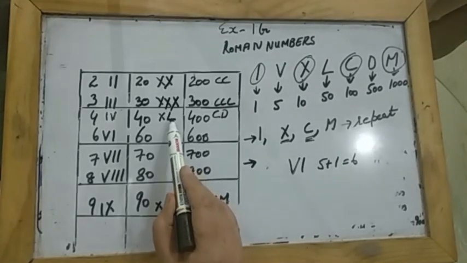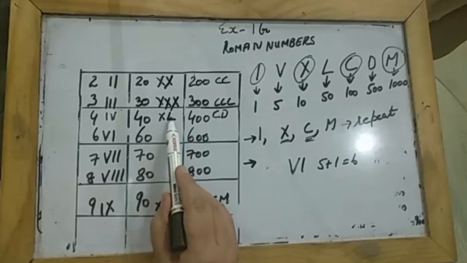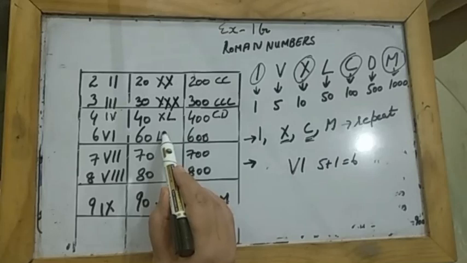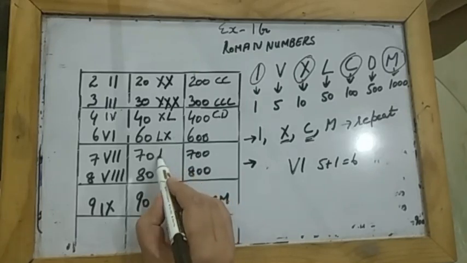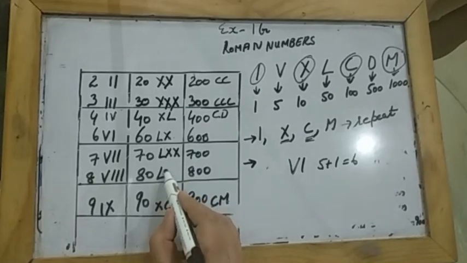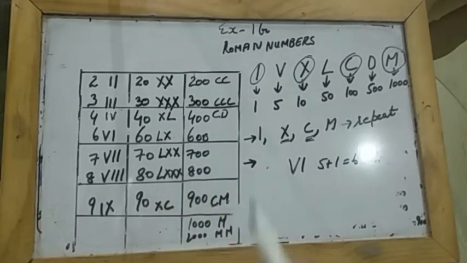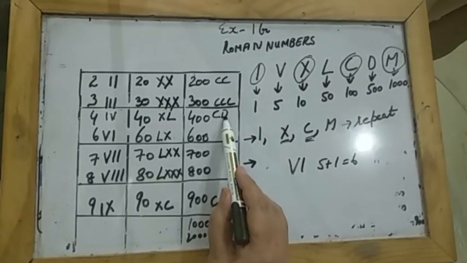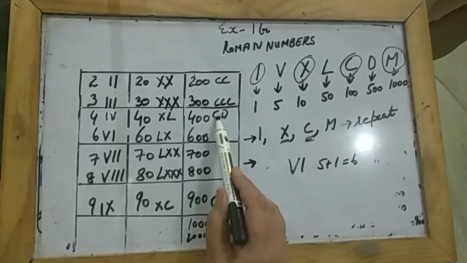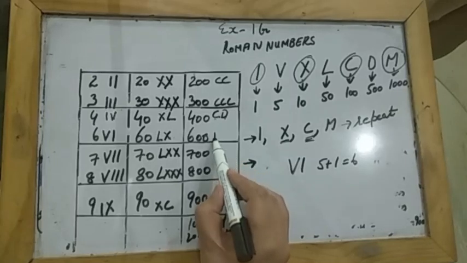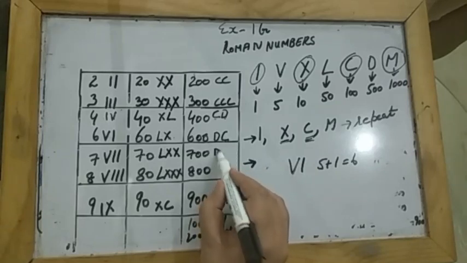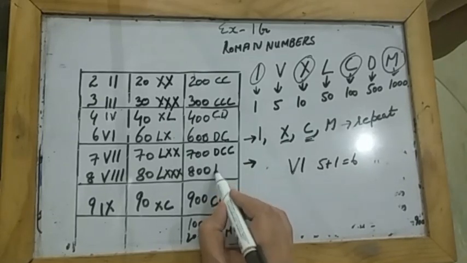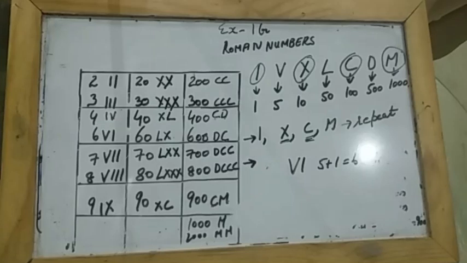So this is how we write 6, 7 and 8. Now the same thing, if I write X to the left of L, 50, it gets subtracted. But if I write X to the right of L, it gets added. So 50 plus 10 is 60, 50 plus 10 plus 10 becomes 70, 50 plus 10 plus 10 plus 10 becomes 80. Again, when I wrote C at the back of D, 500 minus 100, it got subtracted and became 400. But if I write C in front of D, it gets added: 500 plus 100 is 600, 500 plus 100 plus 100 is 700, and 500 plus 100 plus 100 plus 100 becomes 800. So this is how we write the Roman numbers.